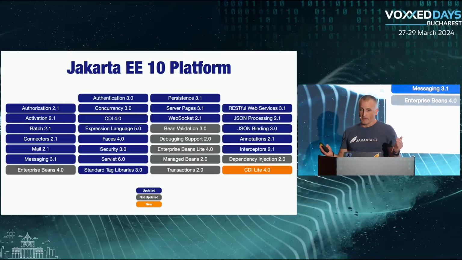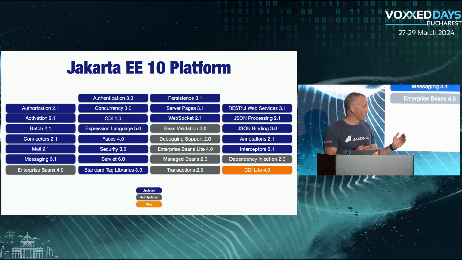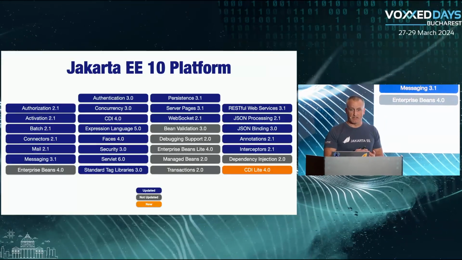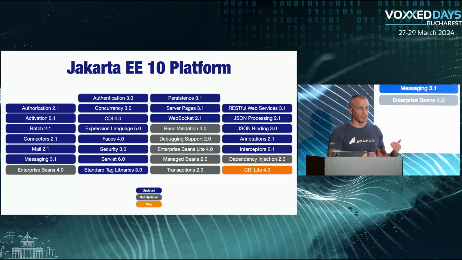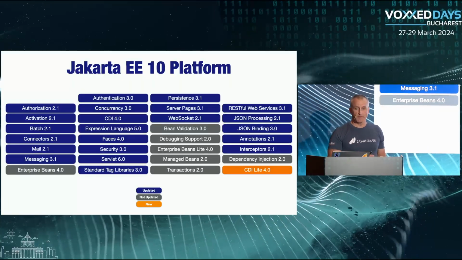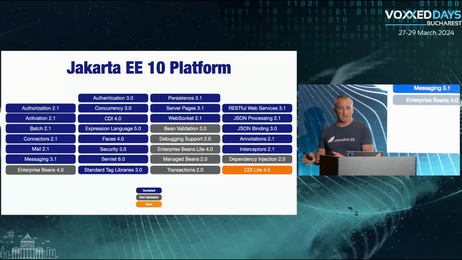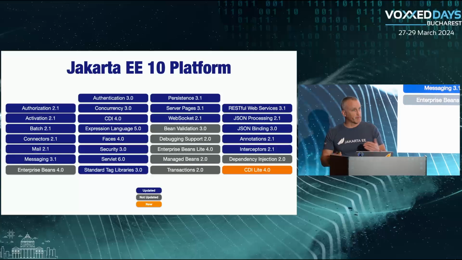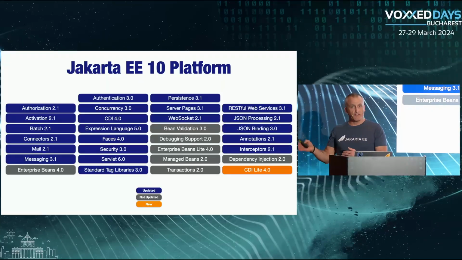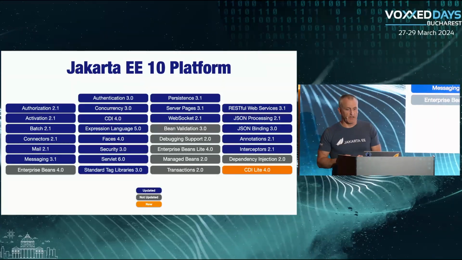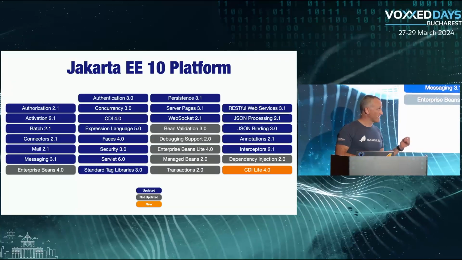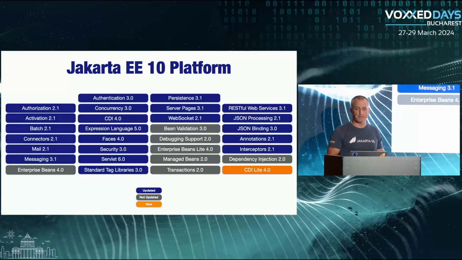So the Jakarta EE 10 platform is a lot of specifications, and all the blue ones here are the ones that were updated for Jakarta EE 10 from 9. As you see, that's most of them. The gray ones weren't updated. Some of them are stable. Some of them will be updated later. And there is one new specification down in the corner called CDI Lite. I'll get into that in a minute.